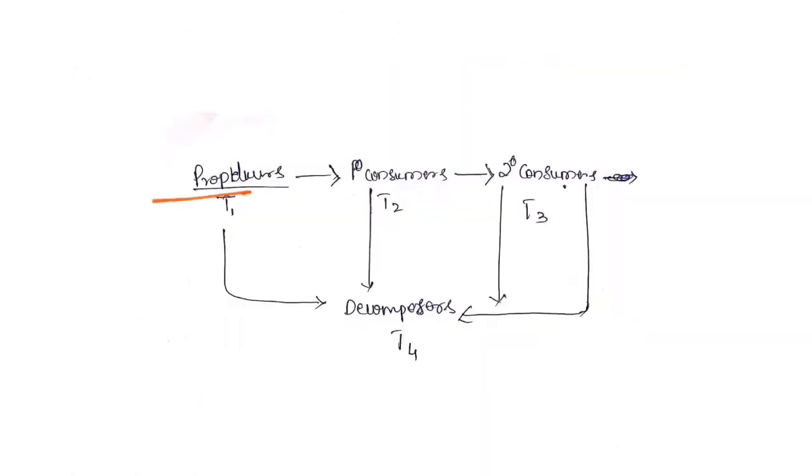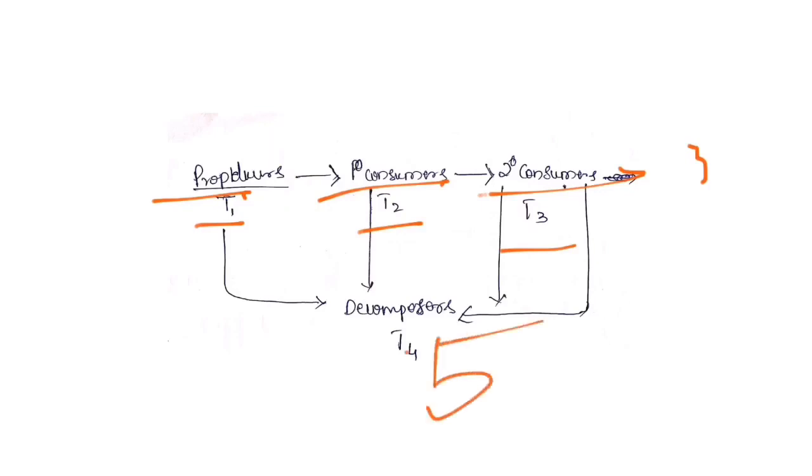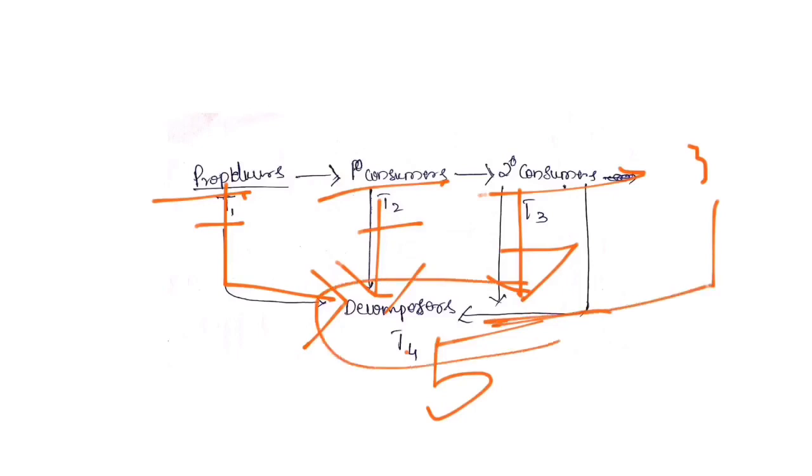See here, producers occupy the first trophic level, primary consumers occupy the second trophic level, secondary consumers occupy the third trophic level, and tertiary consumers or top carnivores occupy the next trophic level, that is T4. Here the decomposers occupy the fifth trophic level. Whenever the producers die, the decomposers attack. Whenever the consumers die, decomposers attack. Whenever the secondary consumers die, decomposers attack. Whenever tertiary consumers die, decomposers attack. Hence, decomposers attack any of the trophic levels.